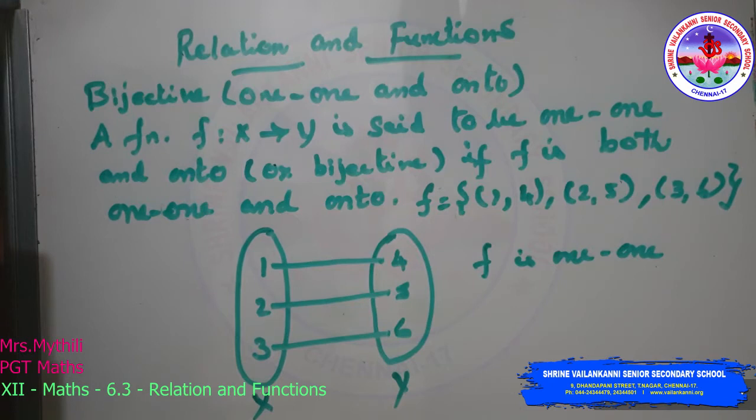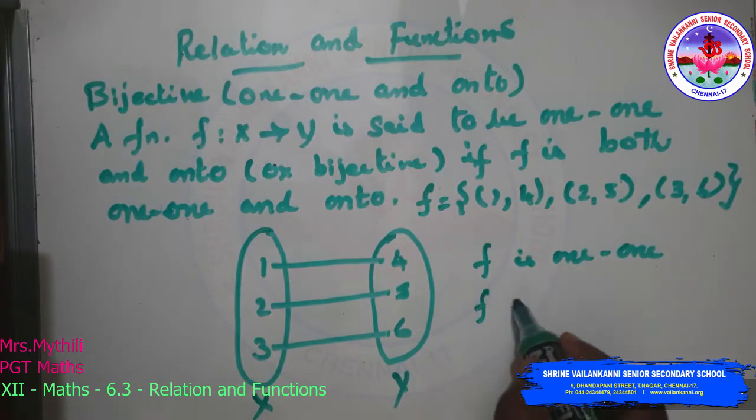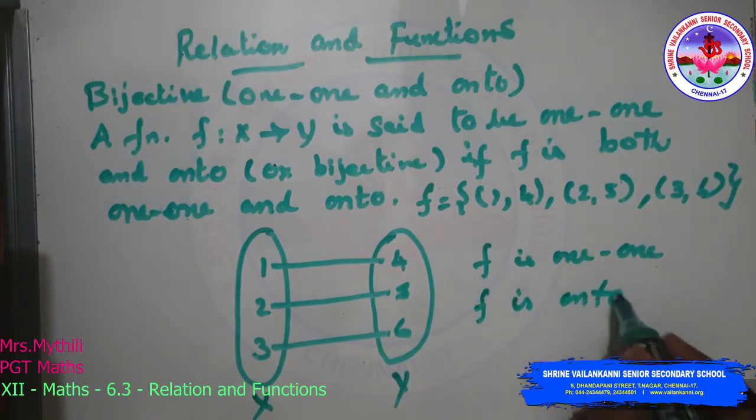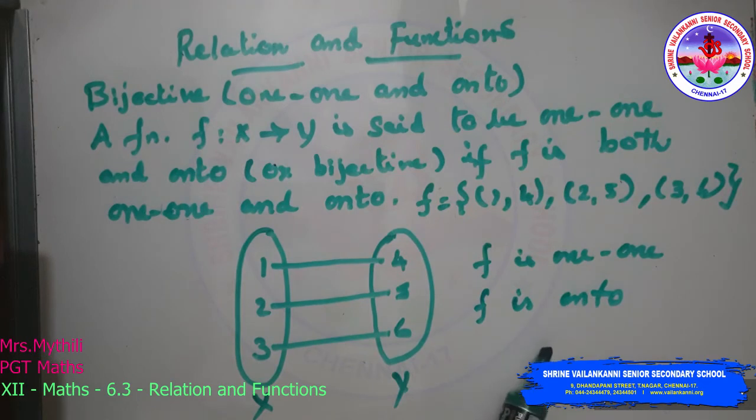So what is an onto function? Onto function means every element of Y is the image of some element of X under f. So 4 to 1, 5 to 2 and 6 to 3. There is no element which is left in Y. We can say that this function is onto. If the function is 1-1 and onto, then it is a bijective function.